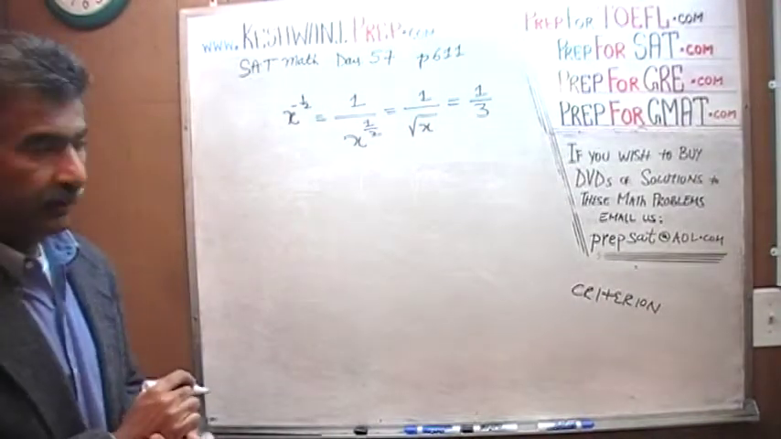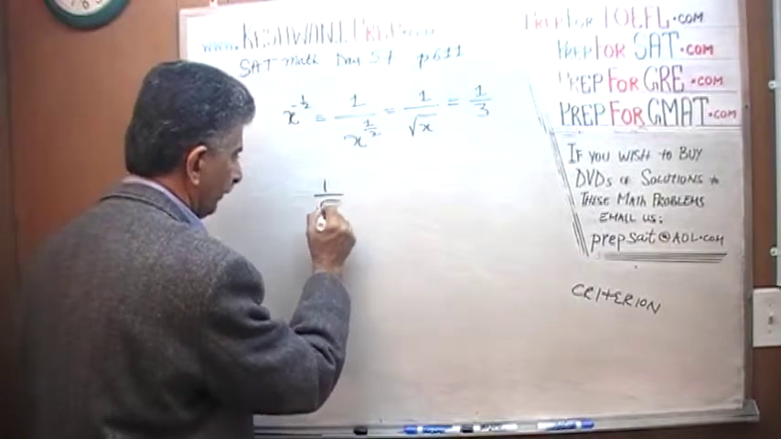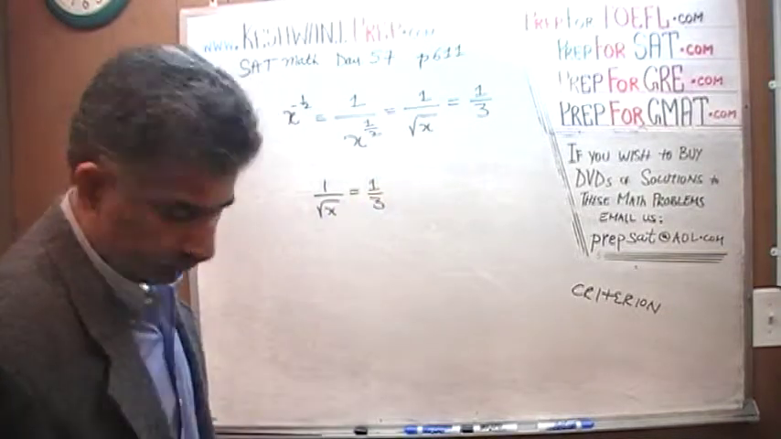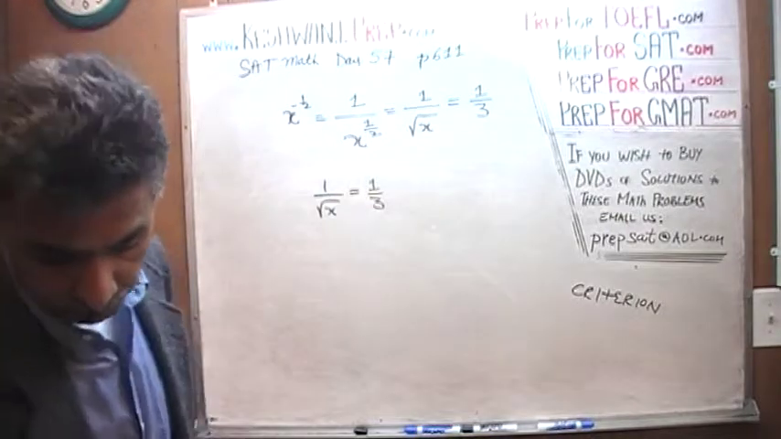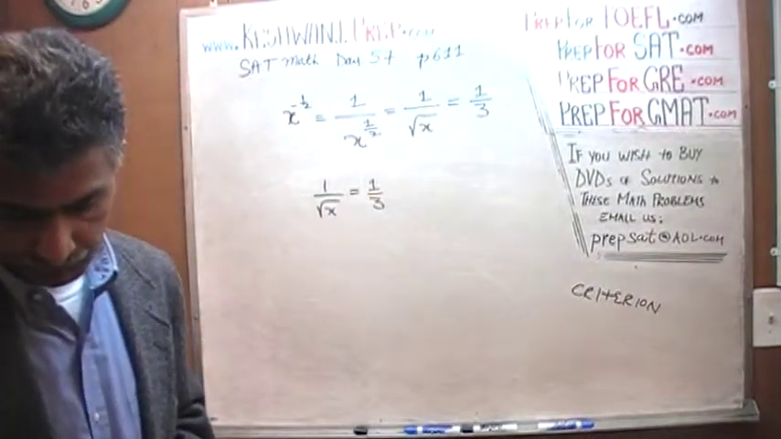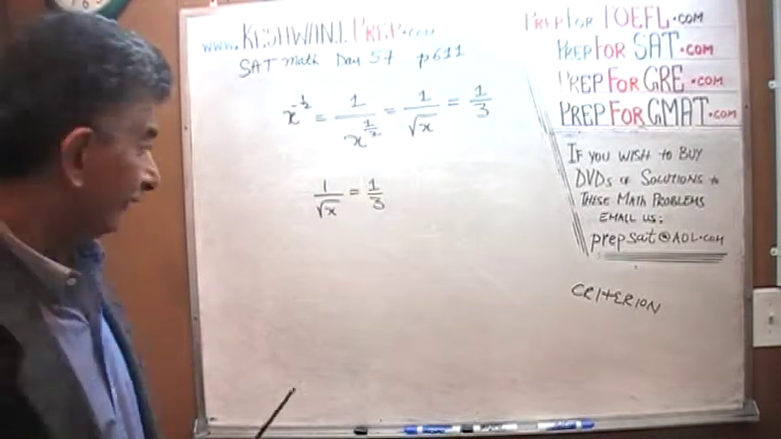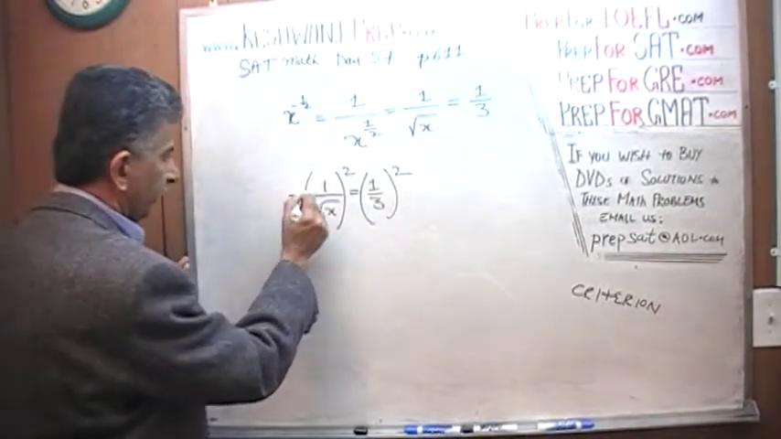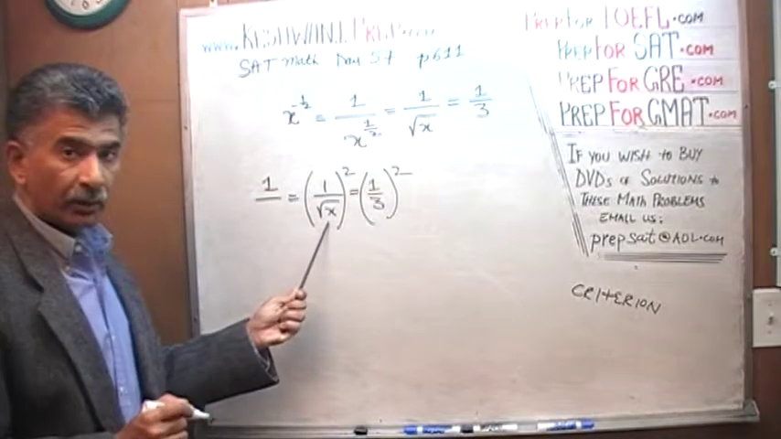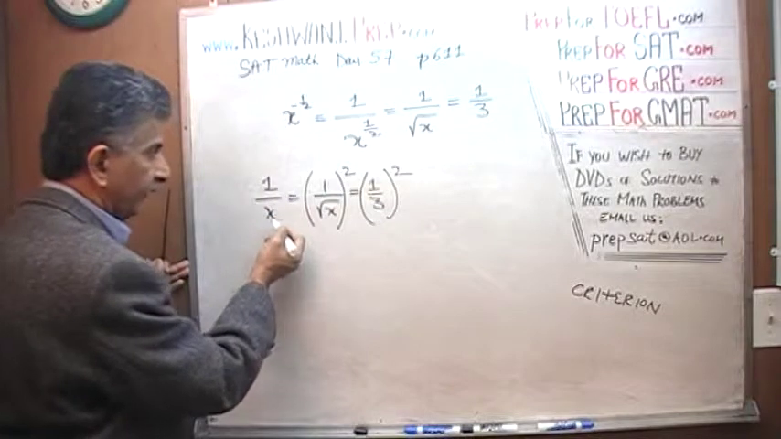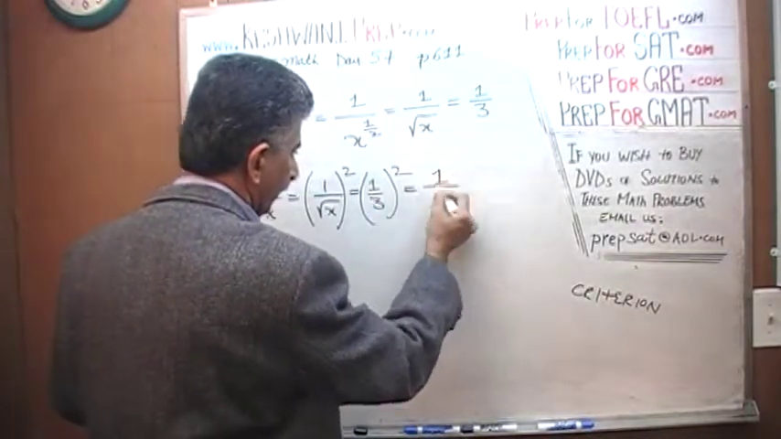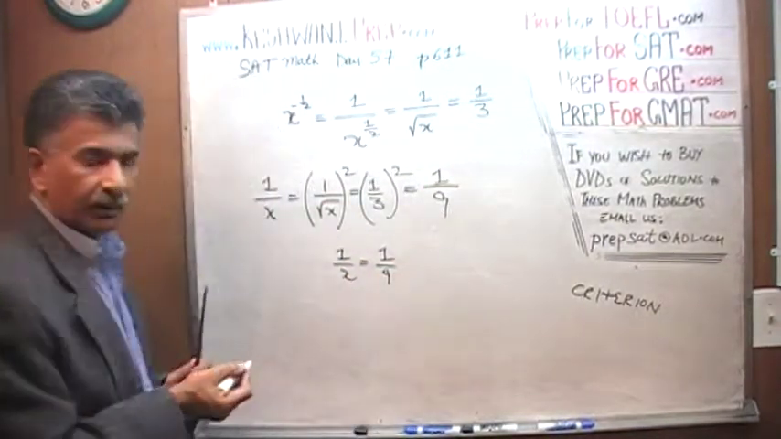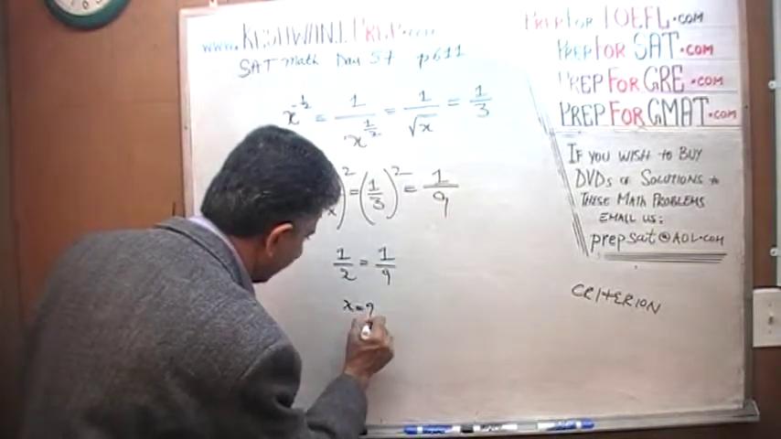So if we pick our story from here, now we know that 1 over square root of x equals 1 third. We are interested in finding out the value of x because the question is how much is the value of x plus z. If we square both sides, on this side 1 squared is just 1, and the square of the square root of x would simply be x. So 1 over x equals, again, 1 squared is going to be 1, and the square of 3 is going to be 9. So now we have 1 over x equals 1 over 9. If 1 over x equals 1 over 9, that implies that x is equal to 9.